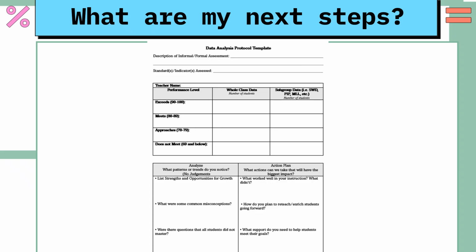I provided for them an example data analysis protocol template that takes the same questions that they had within the first one, but allows them to be more specific about how does it look whole class, and then pulling out those specific subgroups of students to see: is it aligning, are they performing as well as other subgroups? Is there any subgroup that seems to be performing poorly, or that you do feel needs more support?